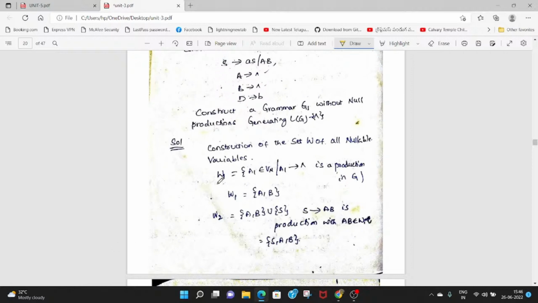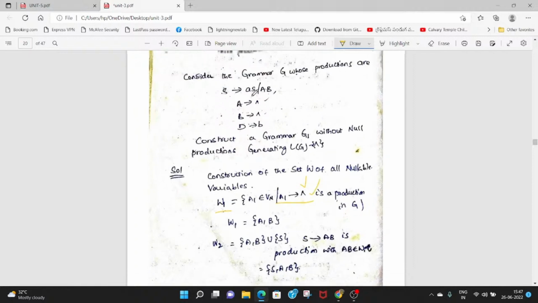Here in W1 I am going to construct in such a way that A1 belongs to Vn and A1 derives null. So I include a variable A1 only if it is directly deriving the null production.